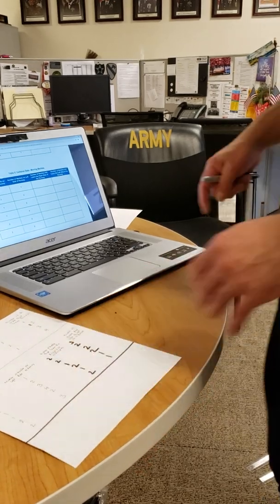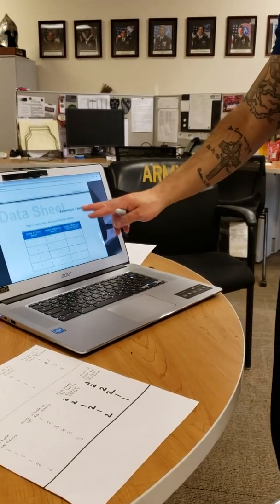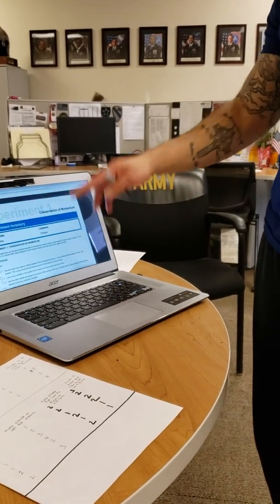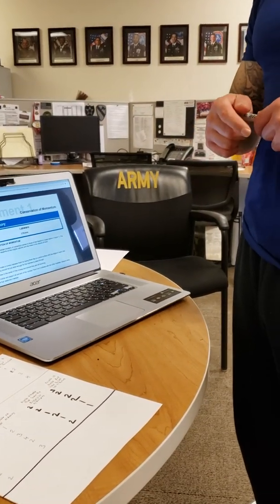All right, and that is pretty much all I got done for the experiment for conservation of momentum.